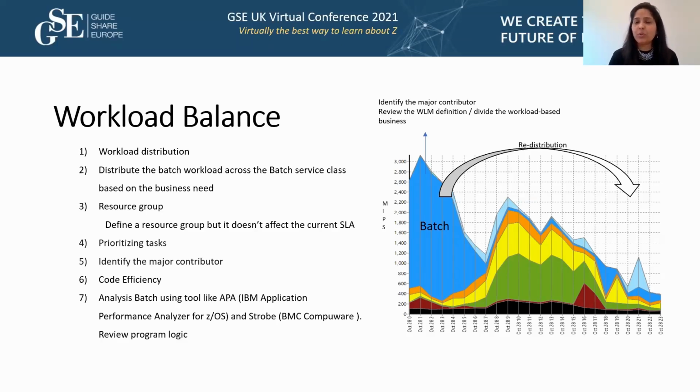From these tools, you can analyze your batch and try to understand which step and which program is the reason for the high CPU usage. And from that, you can optimize your batch. This is the permanent solution when it comes to batch optimization.